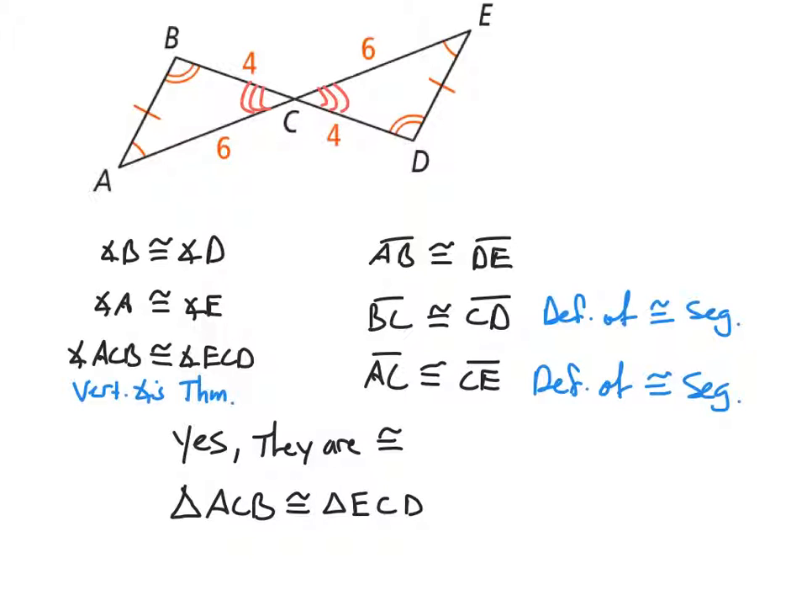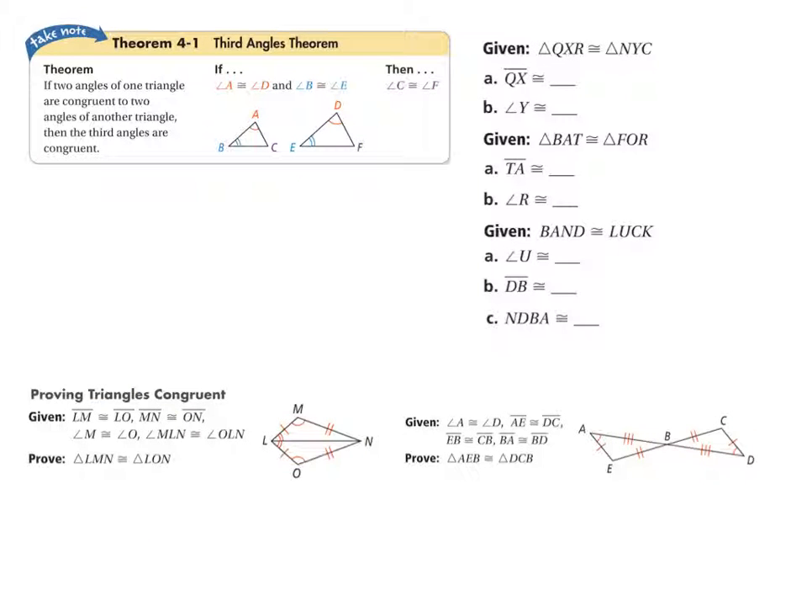Double check it with your line segments. Does line segment AB correspond to line segment DE in this roadmap? AB, DE, yeah, they correspond. BC corresponds to CD, yep, they correspond. AC corresponds to EC, those correspond. So that is an appropriate roadmap. Questions on this example?